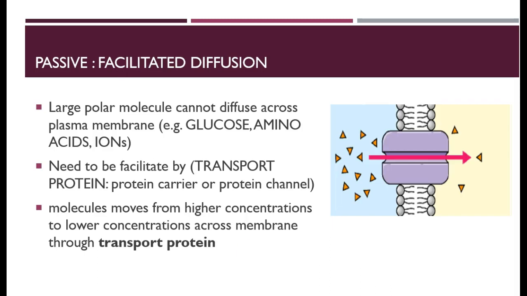Facilitated diffusion. Large polar molecules, for example, glucose, amino acids, and ions, cannot diffuse across the plasma membrane, so they need to be facilitated by transport proteins. The transport protein can be either a protein carrier or protein channels. This transport protein will help to move the molecules from high concentration to lower concentration across the plasma membrane.